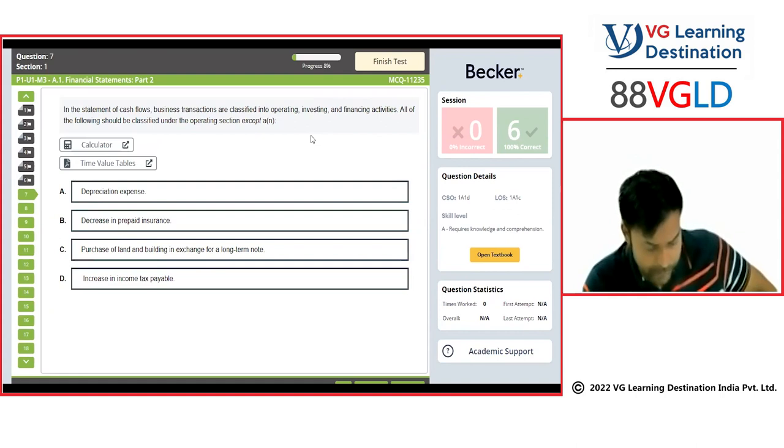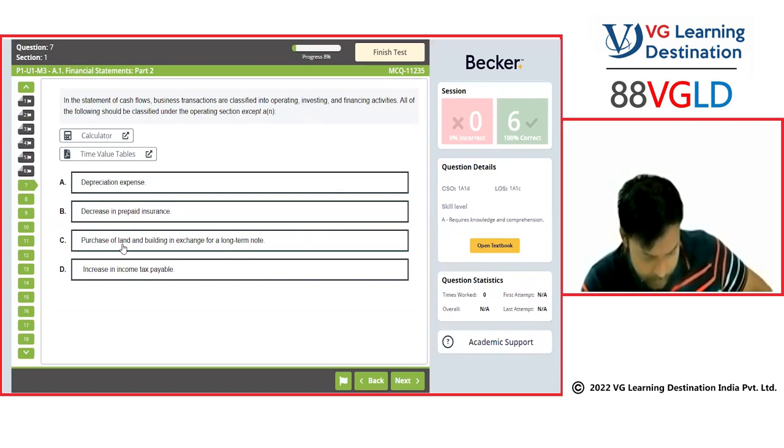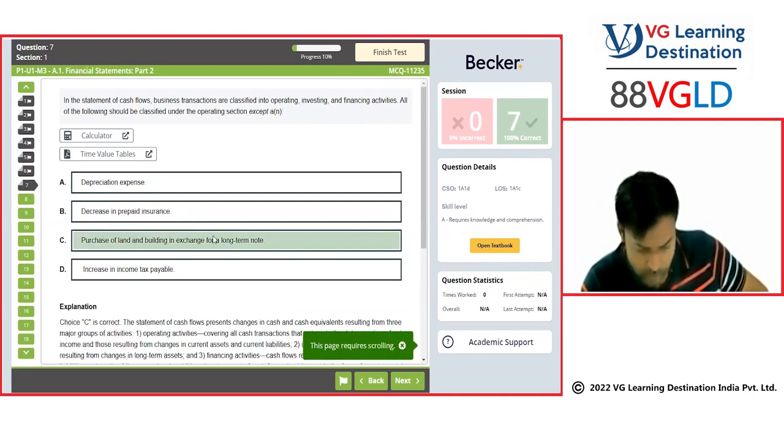See, in the statement of the cash flow, business transactions are classified into the operating, investing, and the financing. Correct. All of the following should be classified under which operating sections, except depreciation, yes. Increase in the taxable income, yes. Increase in the prepaid insurance, yes. Purchase of the land in exchange for this. Correct. Under which item it is going to come? It is going to be non-cash item, right? Correct.